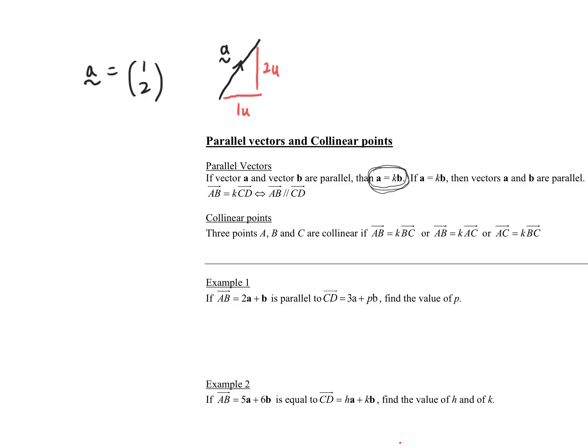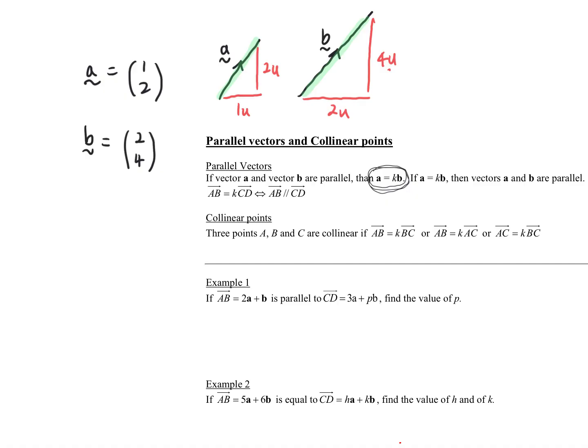Then I have another vector B. I say it's 2, 4. So if I draw the vector B, it is 2 units in the x direction and 4 units in the y direction. So what they are trying to tell me is, if I can express B as a ratio of A, then they must be parallel. That means these two vectors must be parallel to each other.